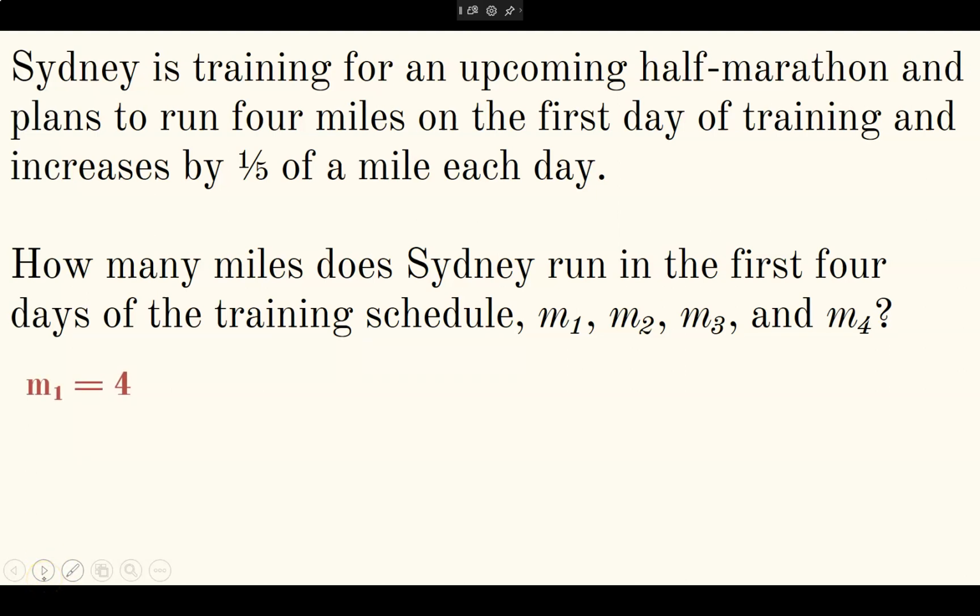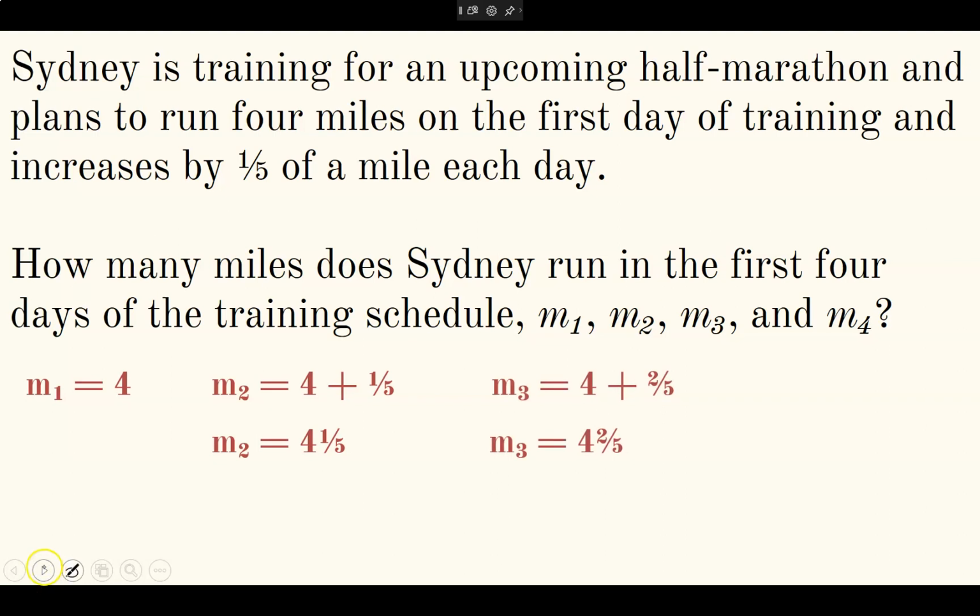What does she run on day 2? How many miles? 4 and 1/5. Yeah, she took her initial 4 and she's increasing it by 1/5. How many miles is she running on the 3rd day? 4 and 2/5. Good. And then the 4th day? 4 and 3/5. All right, so that's if we know everything. I can just add the numbers together and move it forward. Awesome. But what if we're missing something?